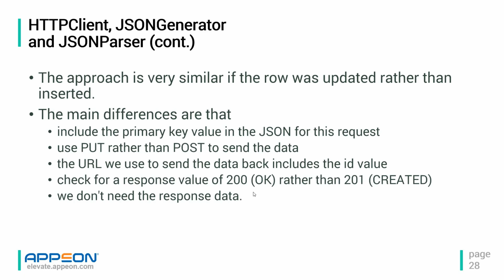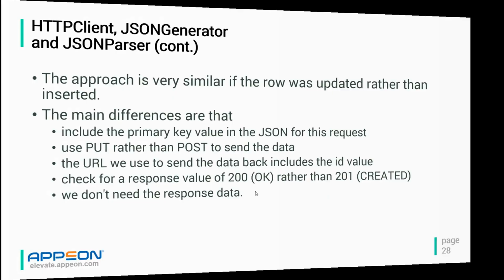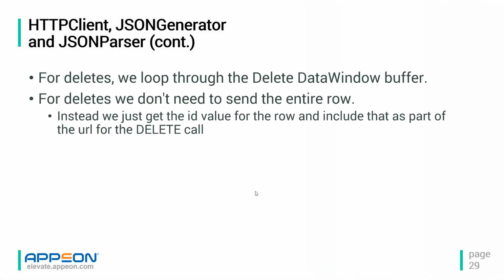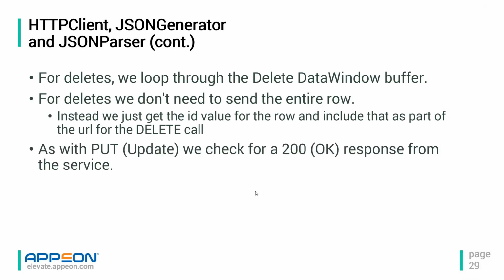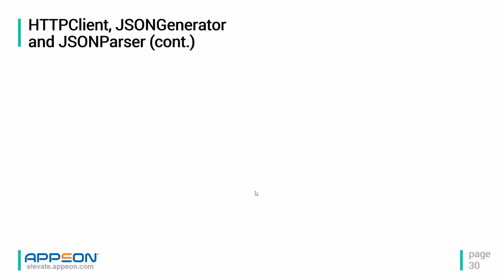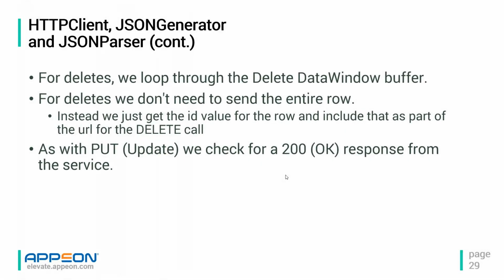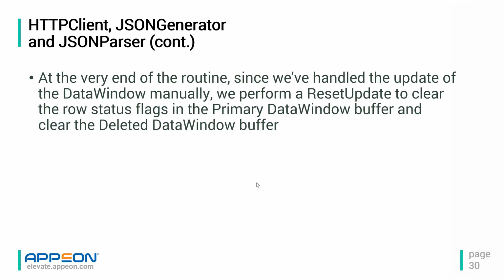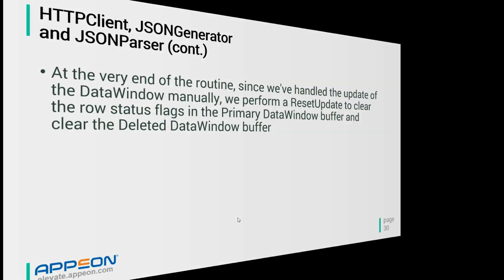If the update works fine, it depends on your service. Some of them don't return data back. Some of them actually will return the row back to you. You just have to read the documentation and see what's going on. For deletes, loop through the data window delete buffer, and all we need is the ID value, and we send the delete, and we look for the 200 code. So that's an example of using the HTTP client. Once again, when I get to the end of the routine, issue the reset update.